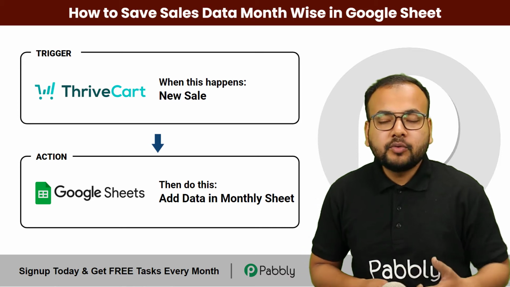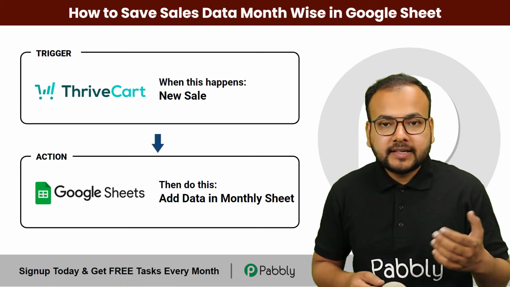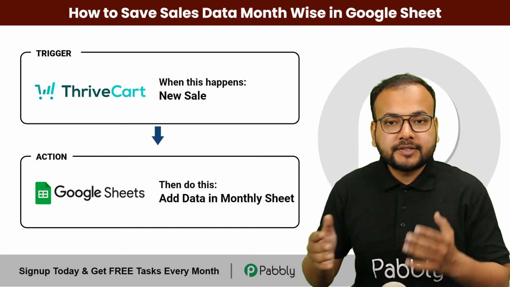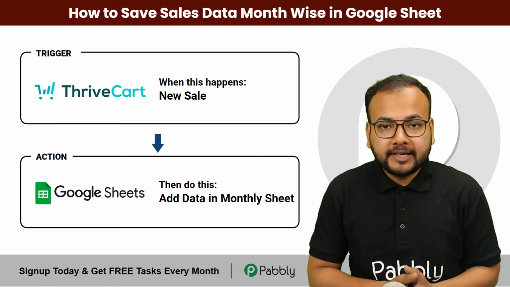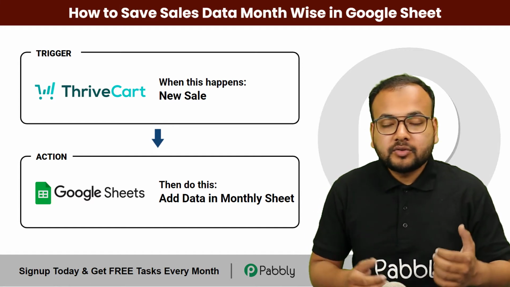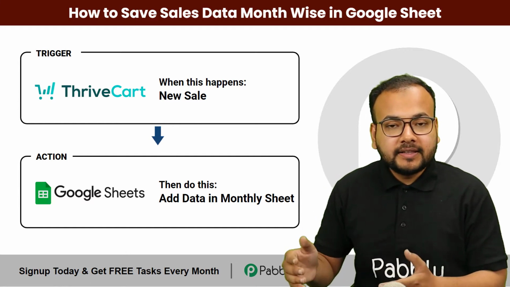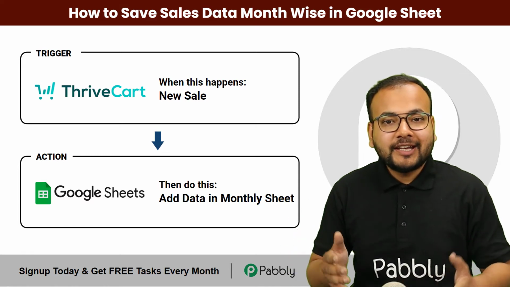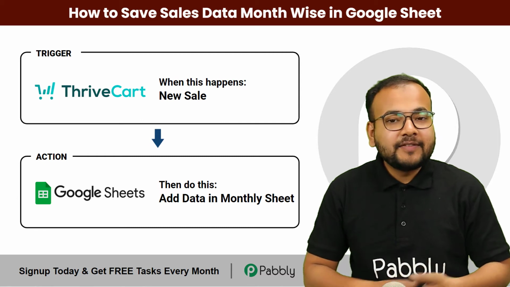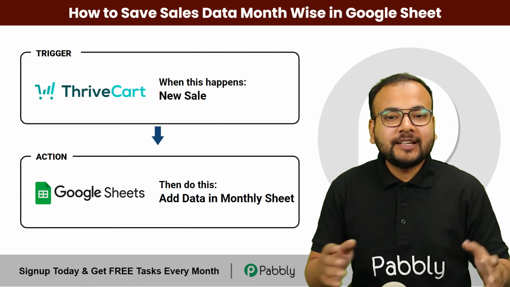Here I'm going to show you how you can get the sales data automatically in month-wise multiple different spreadsheets in Google Sheets. And guys, this is going to save a lot of your time as you do not have to manually fill the data in spreadsheets, and you can focus on other important tasks such as analyzing the data. And we can set up this automation without any coding. So let's begin.